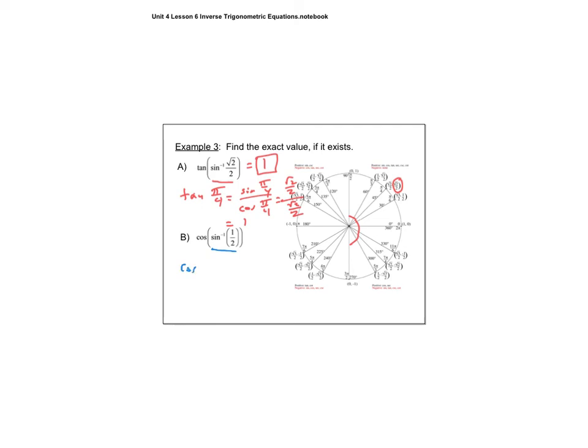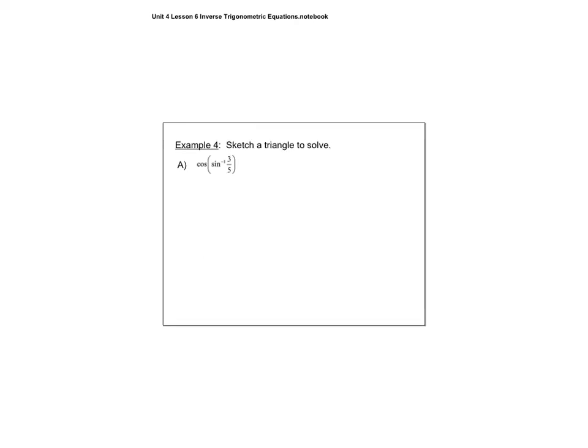Well, our inverse sine is 1/2 there at π/6. So what's the cosine at π/6? It's the square root of 3 over 2. So that means this is the square root of 3 over 2. So there we have it.